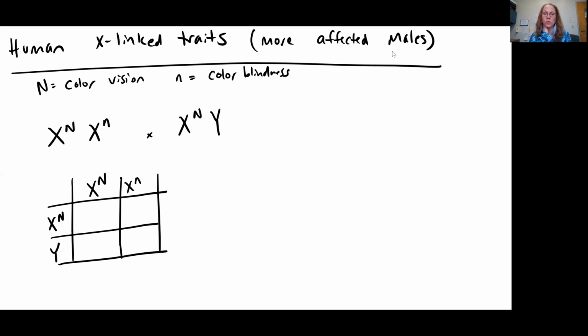Go ahead and fill out your Punnett square. Notice you have to keep up with your X's and your Y's as well as your N's. You can pause it if you need to. Okay, I'm just going to do my top row. Notice that all my daughters, my XX offspring, are getting dad's normal X. And so they're all safe from color blindness.